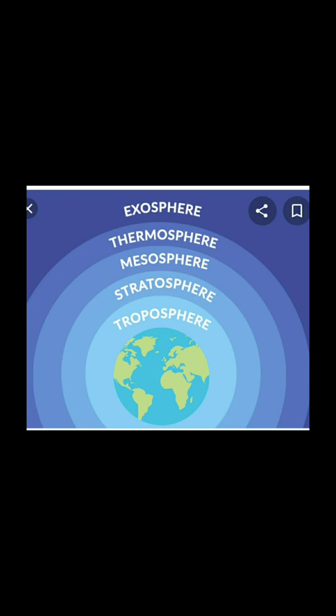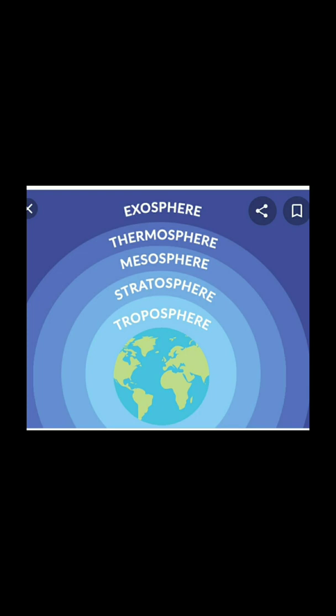The upper limit of the exosphere is uncertain because it extends very far, and after that the space of the universe comes. That is why we cannot define its uppermost limit as we have defined in the other layers, that is the tropopause, stratopause, mesopause, or thermopause. We cannot define whether there is any exopause or not.